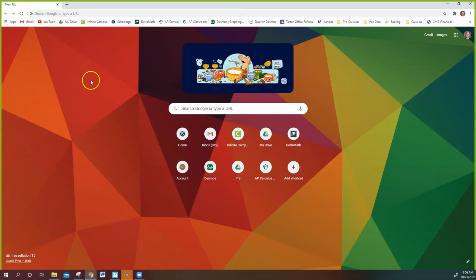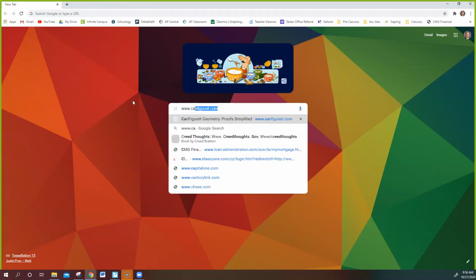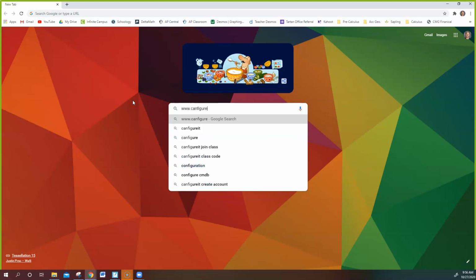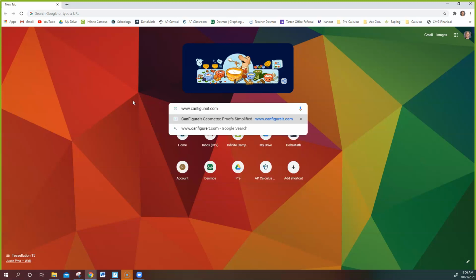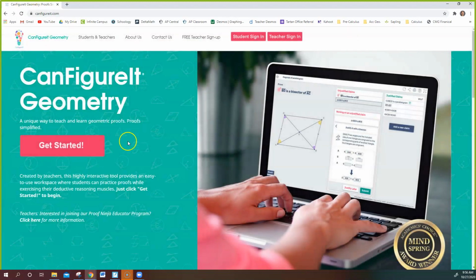Okay, if you're going to log on to Configure, you want to close all other tabs. Nothing else should be open on your computer except for Configure. Go to the regular search bar and just type in www.configurit.com. What students are doing is using the auto predict, and sometimes that brings you to the wrong site. Also notice that I'm on Google Chrome. Don't try to use a different web browser. Chrome is probably the most compatible.